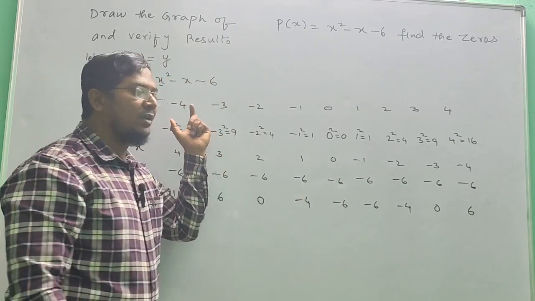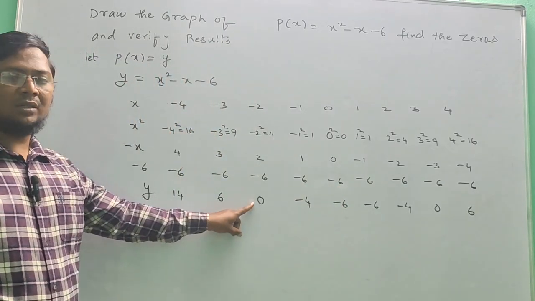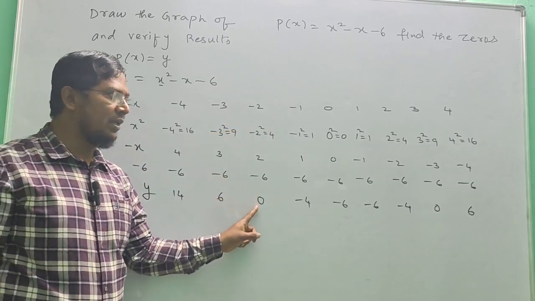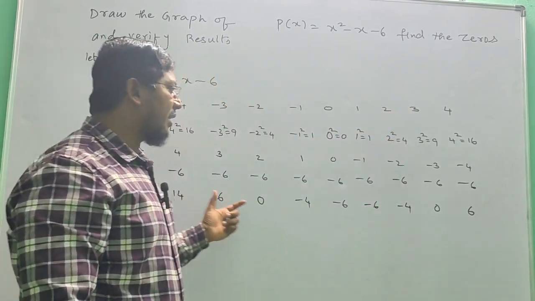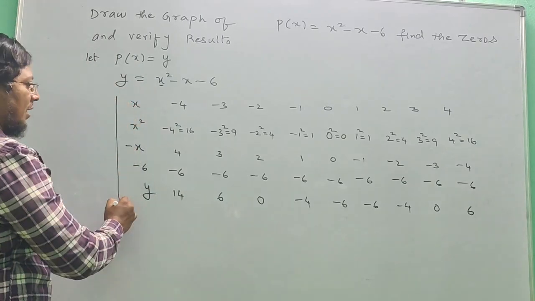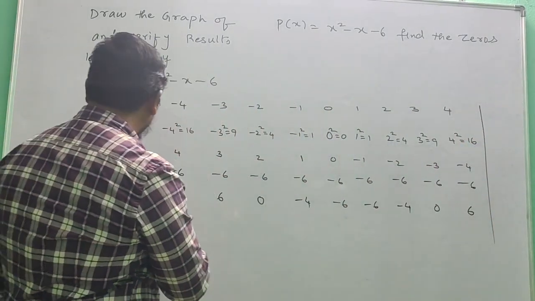So a quadratic polynomial, whose degree is 2, will have two zeros. The first zero we are getting is minus 2 and the second zero we are getting is 3. After getting the zeros, we have completed our table, then we have to go through the graph.